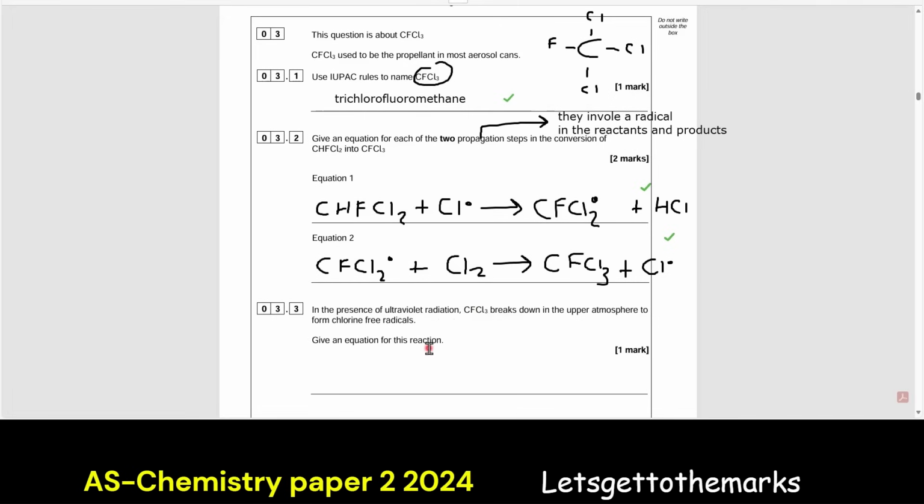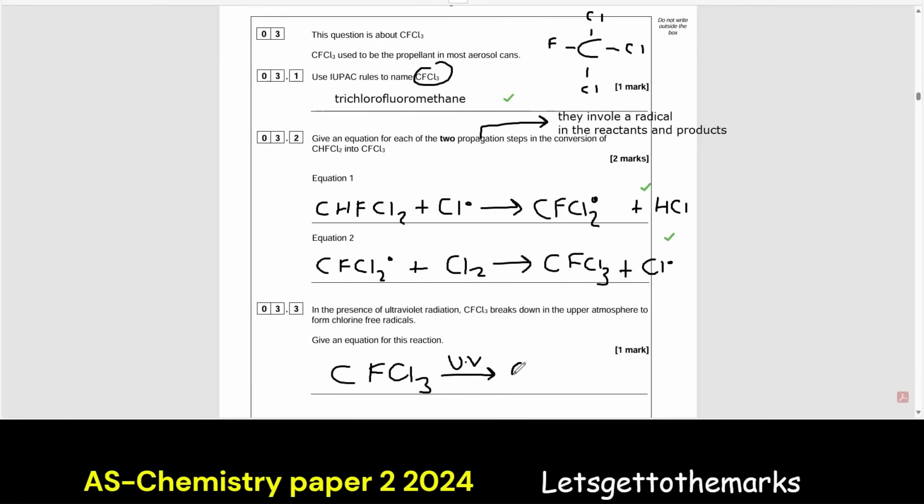Give an equation for this reaction. So we want to do an equation to show the formation of the free radicals from that. So they've given us the starting point. So that's lovely, right? We've got CFCl3. What is it that causes it to break down? It's ultraviolet light. I like to write that on the arrow.